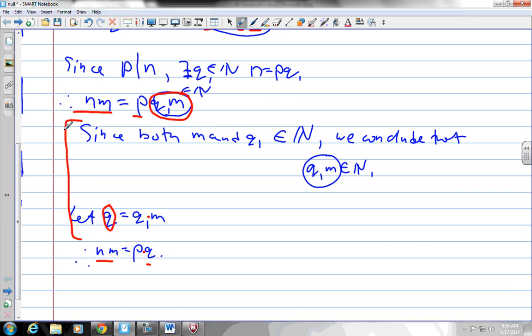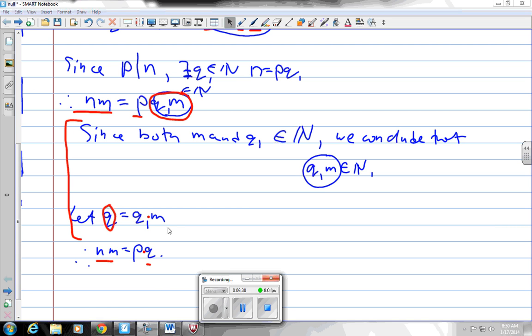You don't have to do this part. You can just say Q1M is a natural number, so I'm able to express NM as a product of P and something else. That's really all there is to it. That makes sense? That's all. Let me see if I can calibrate this thing a little bit.